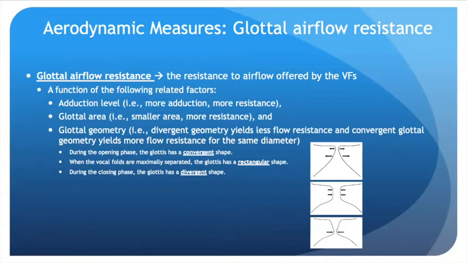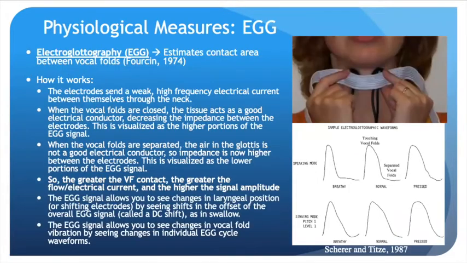Glottal airflow resistance is the resistance to airflow offered by the vocal folds, and it's primarily a function of adduction level. So more adduction, more airflow resistance; glottal area, smaller area, more resistance; and glottal geometry. Divergent geometry here yields less flow resistance, and the convergent glottal geometry here yields more flow resistance for the same diameter or gap.